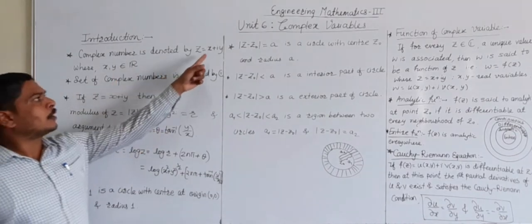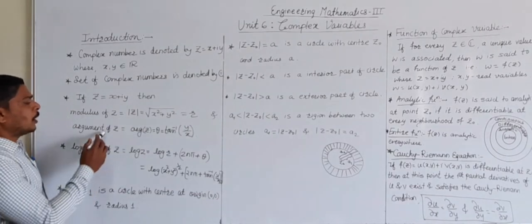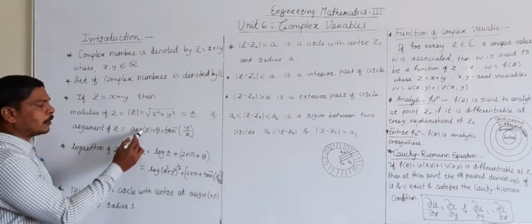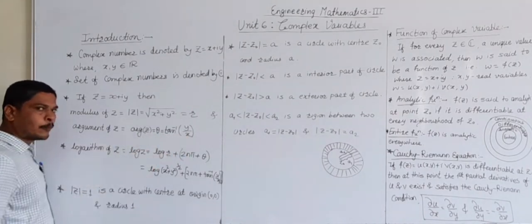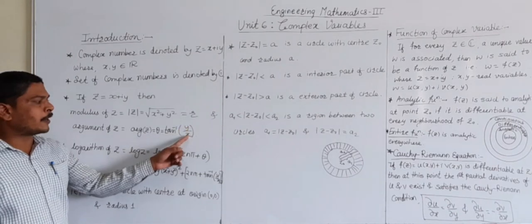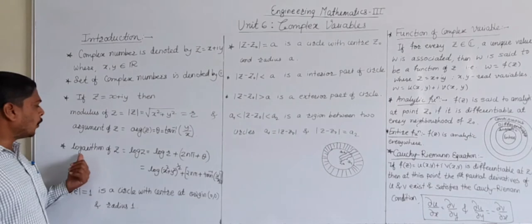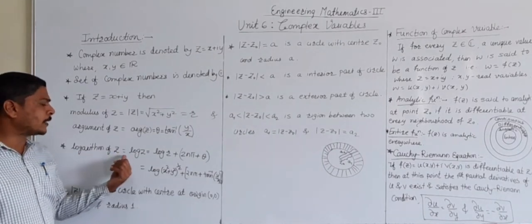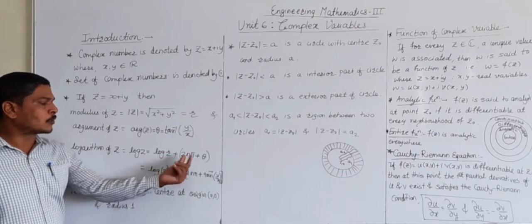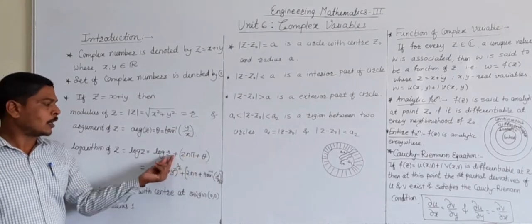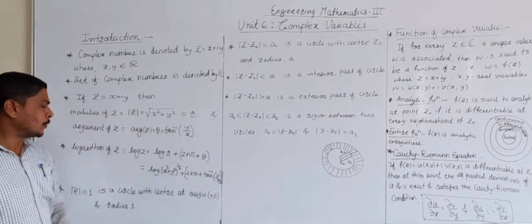Here x is the real part of this complex number and y is the imaginary part. The argument of z is denoted by arg z or theta, and this becomes tan inverse y upon x, the imaginary part divided by the real part, and its tan inverse. Then the logarithm of z is denoted by log z, and this becomes log r plus i times (2n pi plus theta). Here r is the modulus of z and theta is the argument of z.